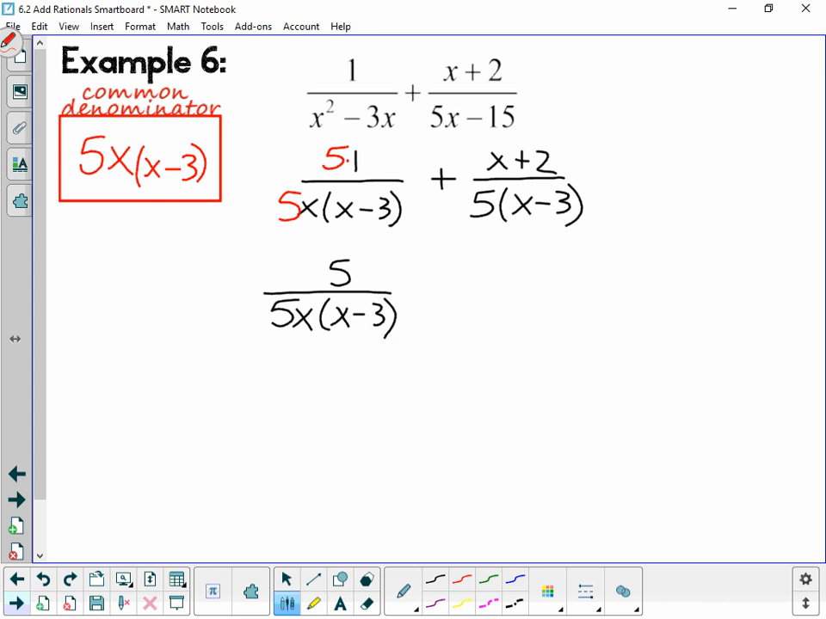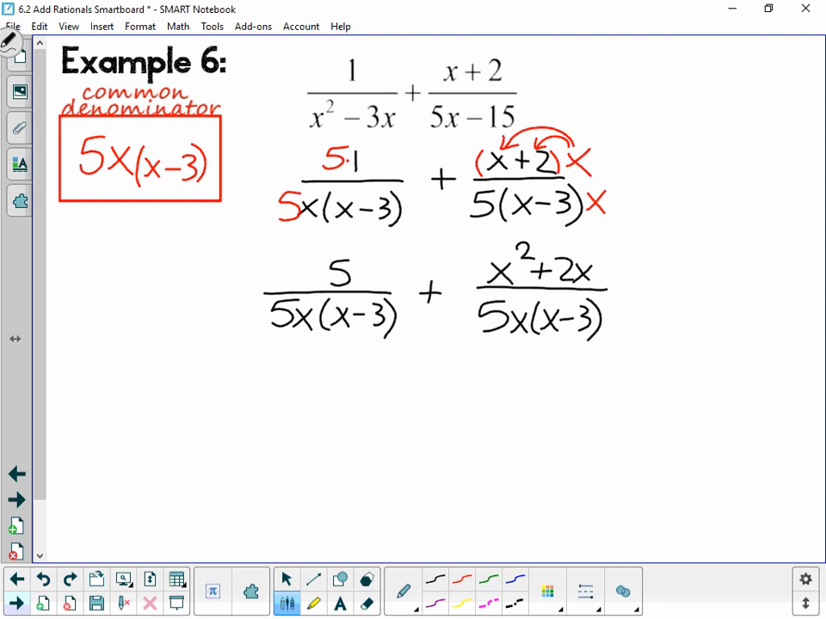So we look at our second fraction and think how we need to modify it. It already has the 5. It already has the x minus 3. The only thing it's missing is the x, which needs to distribute. So that fraction becomes x squared plus 2x over 5x times x minus 3.